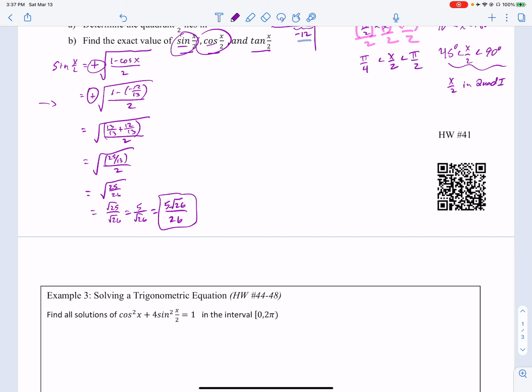Detailed work. So there's sine. Then we need the cosine of the half angle. But again, x divided by 2, we already said, is in quadrant 1. And so cosine of a quadrant 1 angle is positive. And the formula for cosine is plus or minus the square root of 1 plus cosine of x over 2.